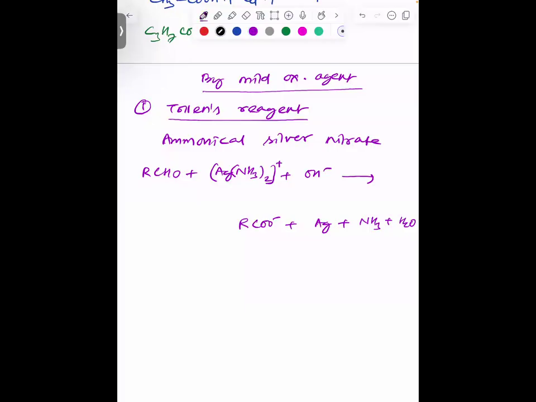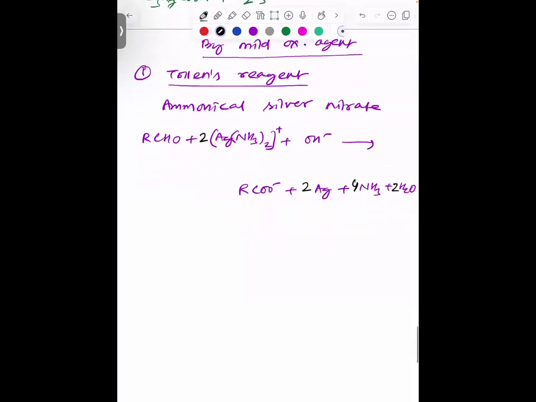Make it balance. You can put 2 here. 2 means ammonia will be 4, Hg will be 2, and water will also be 2. This is the balanced form. And as I told you, it oxidizes both aliphatic as well as aromatic aldehyde to form the salt of carboxylic acid.